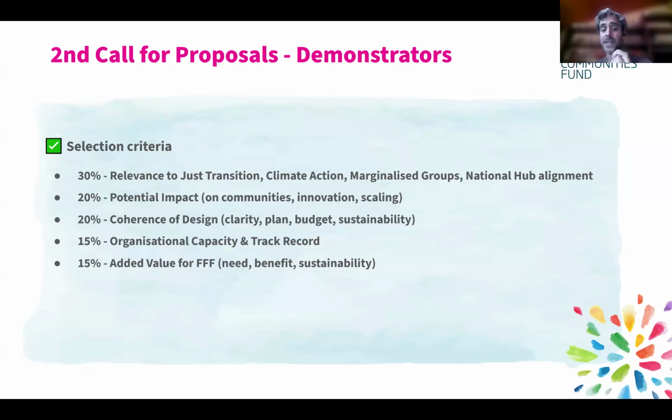Then 20% for the potential impact of your project or your application, communities, innovation, and scaling. 20% on the coherence of the design, clarity, the plan, the budget, the long-term sustainability. 15% on the organizational capacity and track record of the demonstrator. And finally, 15% on added value for FFF, need, benefit, and sustainability.